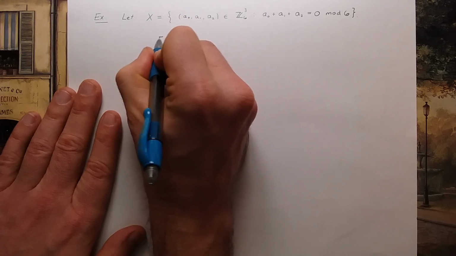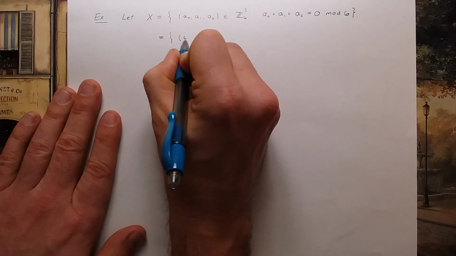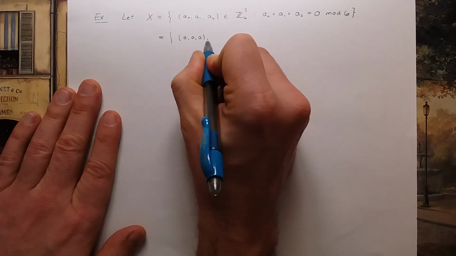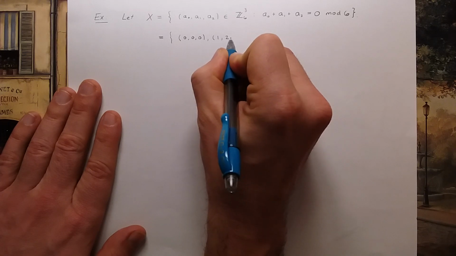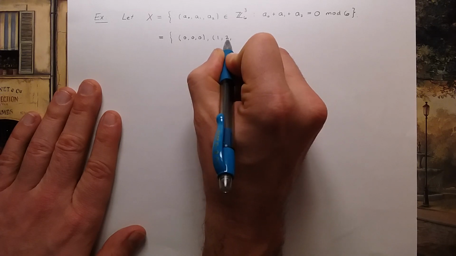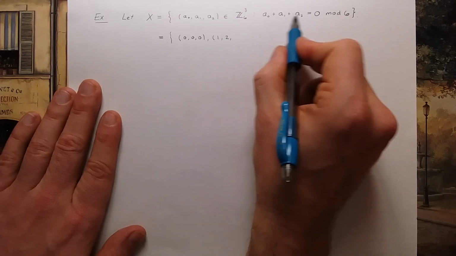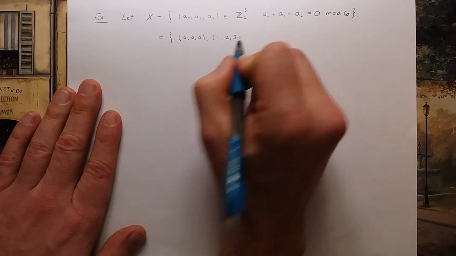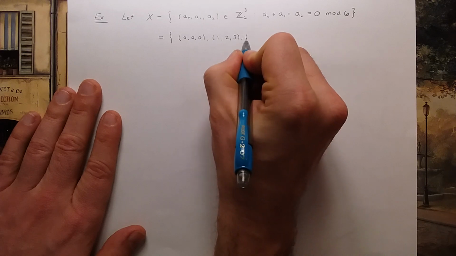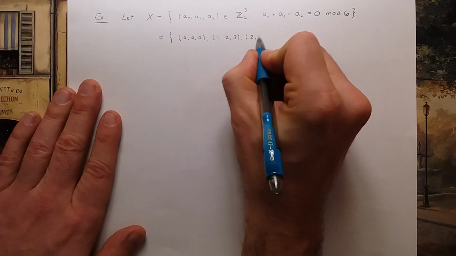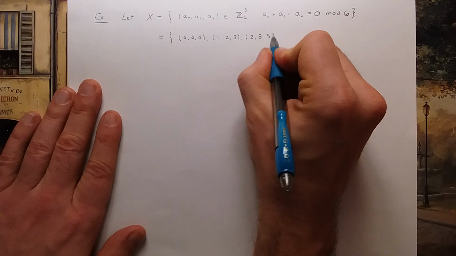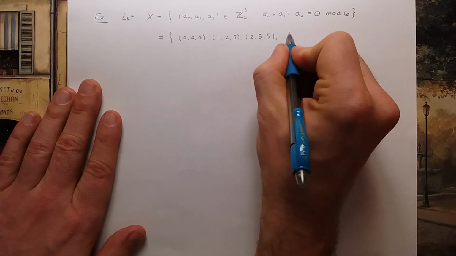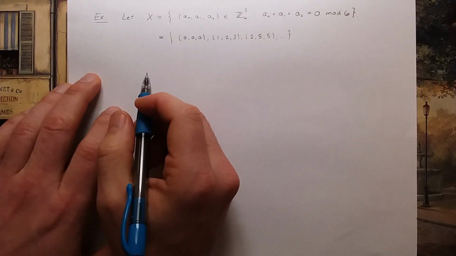If you want to write down some of the things in X, there's 0, 0, 0, and 1, 2. And then if I have 1 and 2, and I need the three numbers to add up to 0, I guess I have no choice with the third component. It's got to be 3. What's another triple? Maybe 2, 5, and then if I have 2 and 5, I want them to add up to 0 mod 6. So I think I have to have another 5. No choice for the third component. So this is my set X.